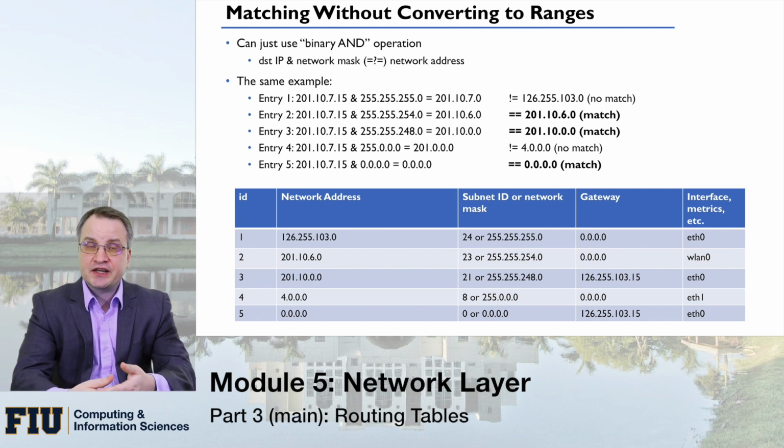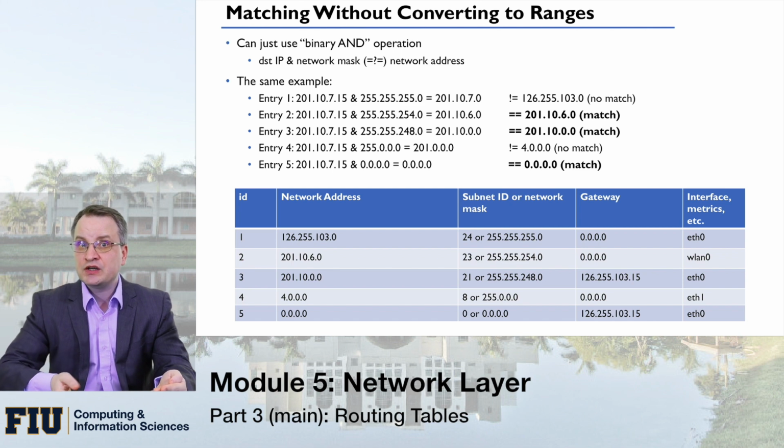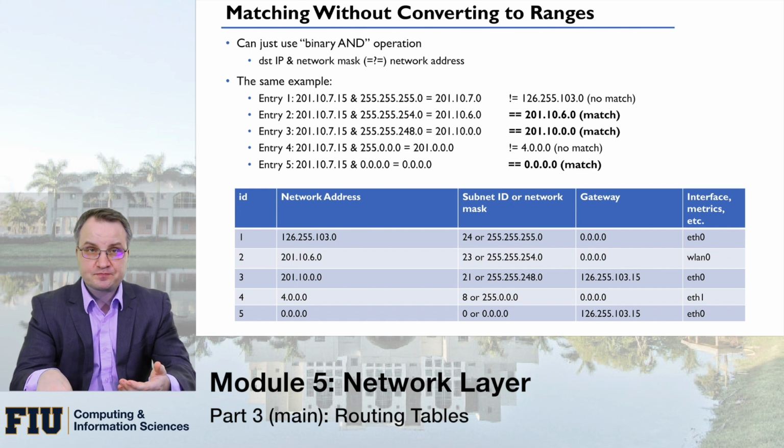And again, in a hypothetical case, if we had these entries not sorted, you just have to lay down all the matches. So you have a match with entry 2 with the length of 23, you have a match of 3 with a length of 21, and you have a match of 5 with a length of 0. Then you simply pick the longest one. So you pick entry 2 as the match.